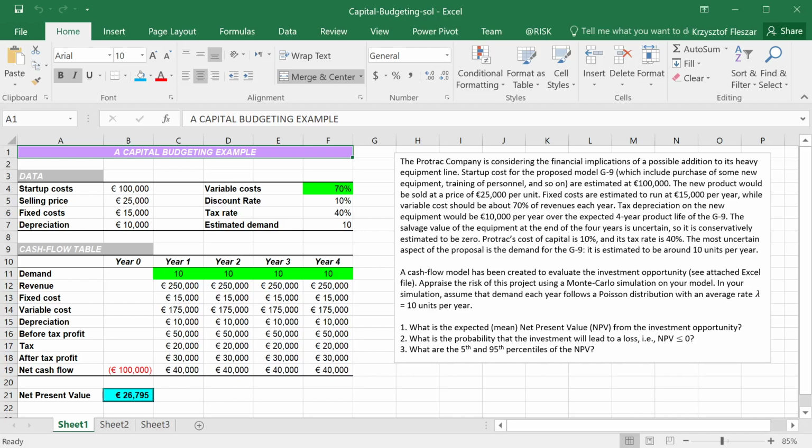In this example, we will consider a problem of a company that is considering financial implications of a possible addition to a heavy equipment line. So there is a number of considerations here you can see in the text. Startup costs are about 100,000 euro.